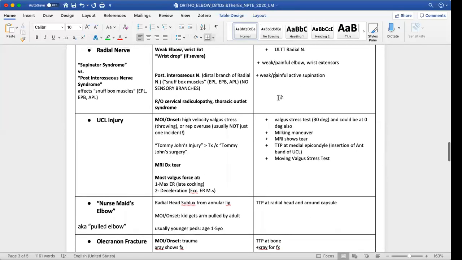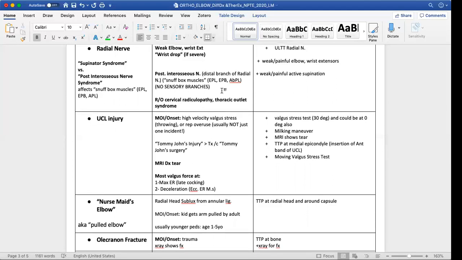Another analogous nerve branch in the radial nerve is the posterior interosseous nerve, which functions very similarly to the anterior interosseous in the median nerve. The posterior interosseous nerve is a distal branch of the radial nerve, and it supplies these outcropping muscles, or snuff box muscles. So the extensor pollicis longus, extensor pollicis brevis, and abductor pollicis longus are all supplied by that distal branch. Again, the posterior interosseous nerve has no sensory innervation, so if you see motor deficits of these thumb muscles but no sensory loss, you can think maybe this is the culprit versus the main branch of the radial nerve.